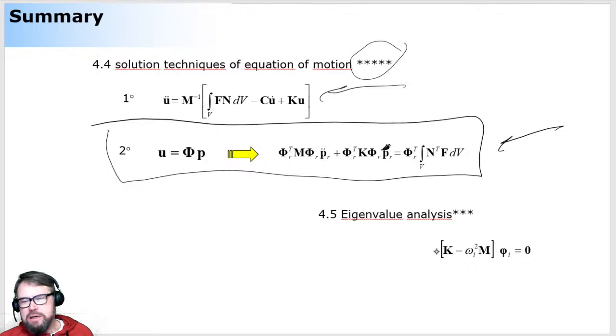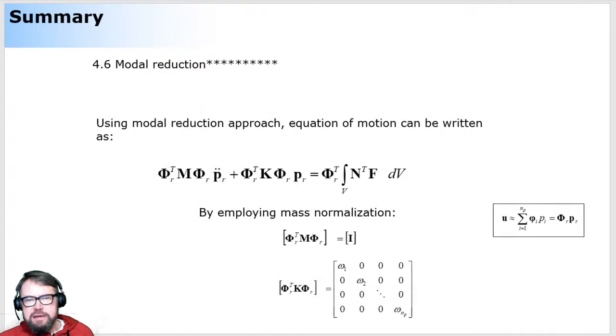Eigenvalue analysis as an analysis, 3 stars. So it's fairly important. And then modal reduction. Oh, come on. Look at that. I cannot even count that far. So how many stars is that? That's 10 stars, maybe a little less. Okay, this is something that make sure you really, really understand how it goes. It's all about how you're moving from nodal degrees of freedom to modal degrees of freedom. So that's all about that.